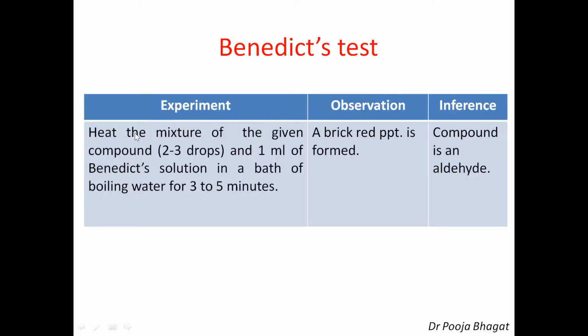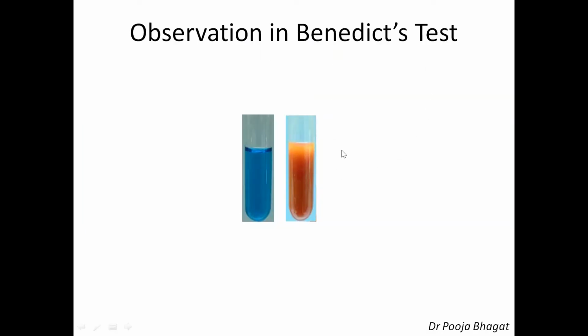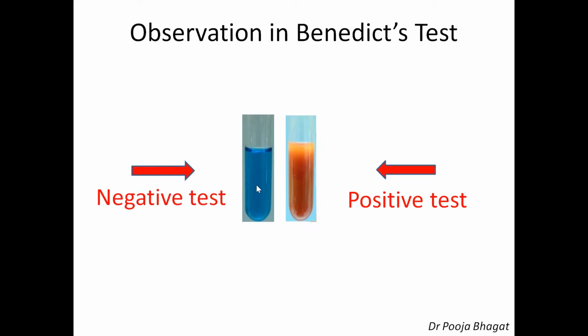Now the Benedict's test. Heat the mixture of the given compound, 2-3 drops, and 1 ml of Benedict's solution in a boiling water bath for 3 to 5 minutes. So in the test tube you take 1 ml of Benedict's solution and 2-3 drops of the carbonyl compound, and when you heat it in a boiling water bath for 3 to 5 minutes, a brick red precipitate of, again, cuprous oxide is formed. Then the compound is an aldehyde, and that too an aliphatic aldehyde, not an aromatic aldehyde. Again, in the observation you can have the idea: this is the positive test and this is the negative test.